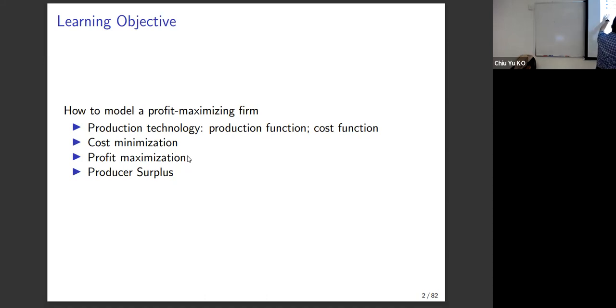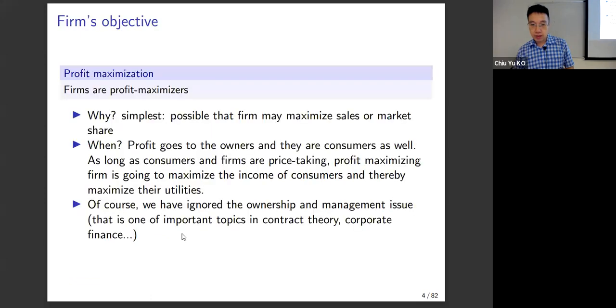Of course, last we look at producer surplus. Turns out to be very simple. I'll just give you a spoiler alert. Producer surplus is just profit, so there's nothing to learn here, but that is it, okay? So let's get started.